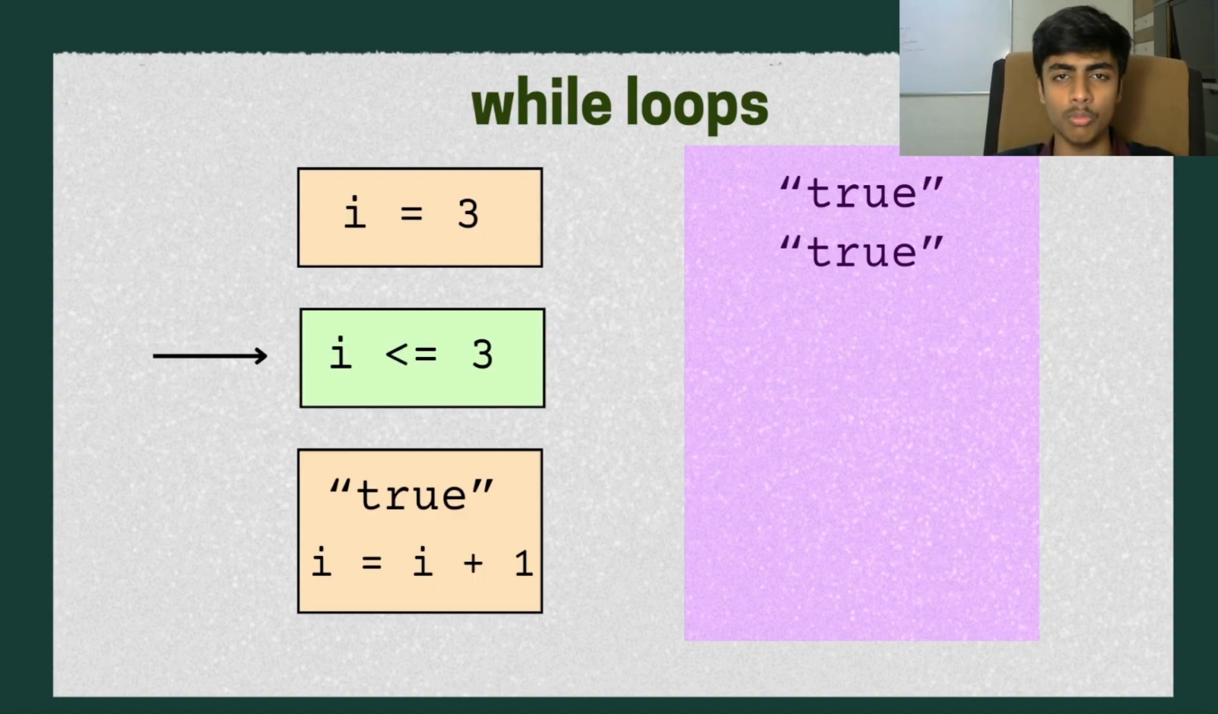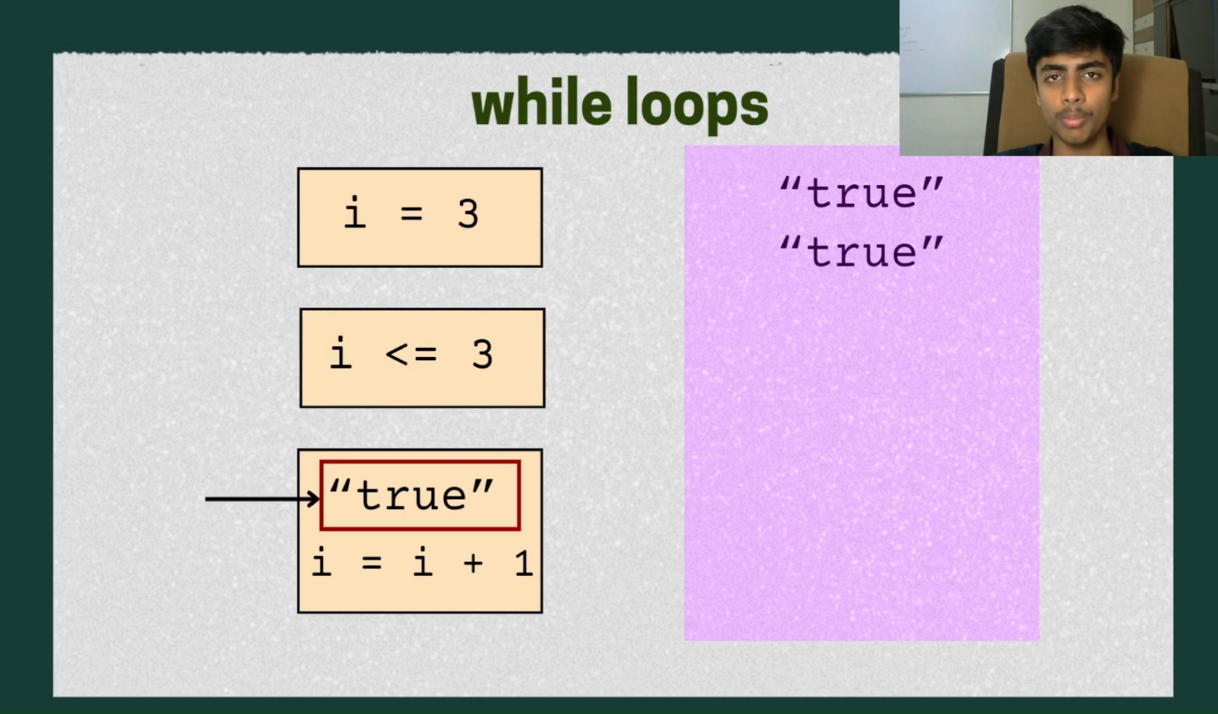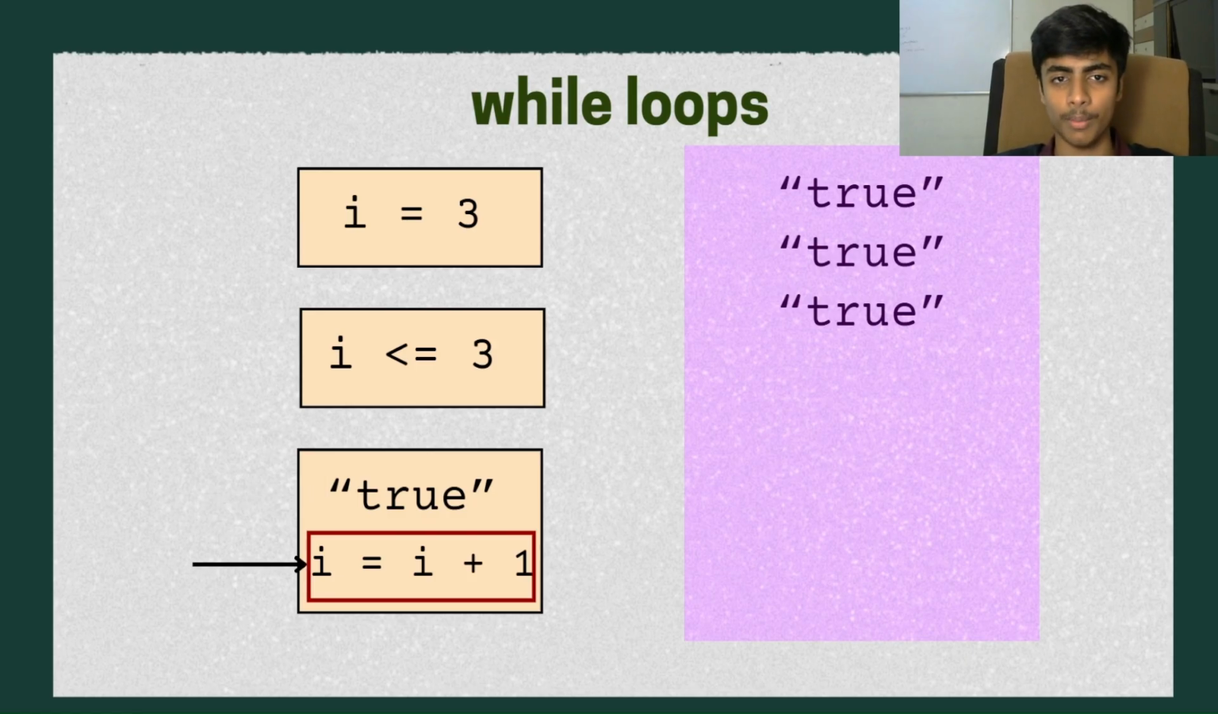Like before, we again move on to the block of code, and now we're going to print the word true again. So we're going to get the word true on our output window one more time. We'll again increase the value of I by 1. So I would now become 4.